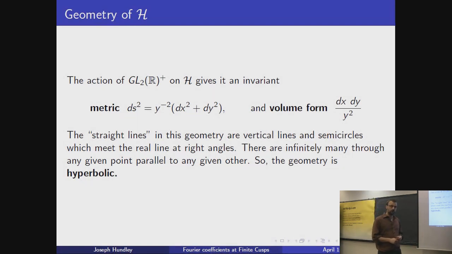So you have an invariant metric, which determines the notion of distance. And by determining a notion of distance, a notion of geodesic or shortest path between two points. And one should think of that as telling you how the space is curved, what the straight lines look like. And then you also have a notion of volume. So the straight lines in the geometry that we get from this metric are exactly vertical lines and semicircles which meet the real axis at right angles. So those are the straight lines in our geometry. So in particular, if you take any point, you have an infinite family of straight lines through that point, parallel or not intersecting your favorite other straight line. So it's a hyperbolic geometry.